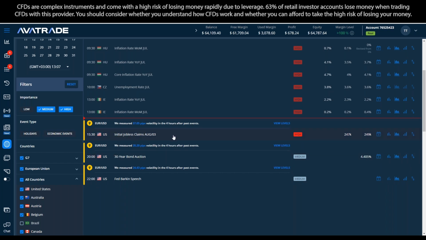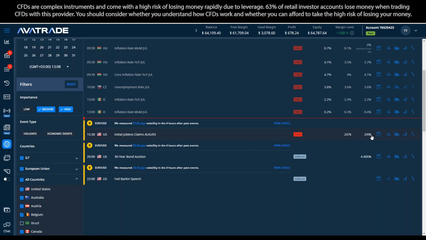So you can imagine, what do you think will happen if the initial jobless claims come in higher than expected, meaning worse numbers than expected? That'll just feed into the recession fears. We're talking about jobless claims, not new jobs, but jobless claims, meaning people losing their jobs. So if this comes in higher than expected, that's worse than expected news.